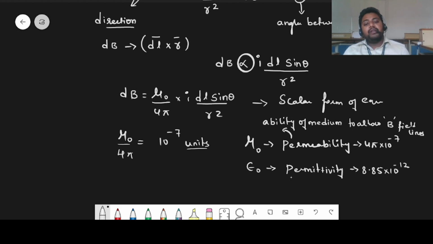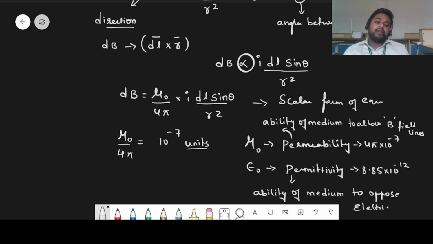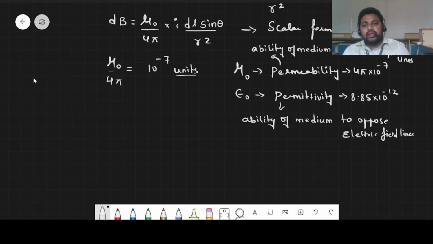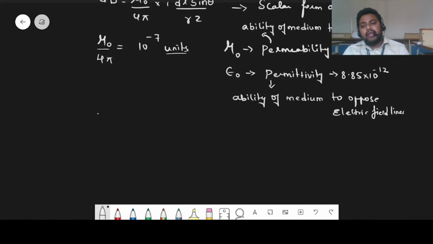Okay, permittivity is the ability of the medium to oppose electric field lines. Okay, so now coming to the equation, we have a final conclusion that dB is equal to mu naught by 4 pi into I dl sin theta divided by r square.